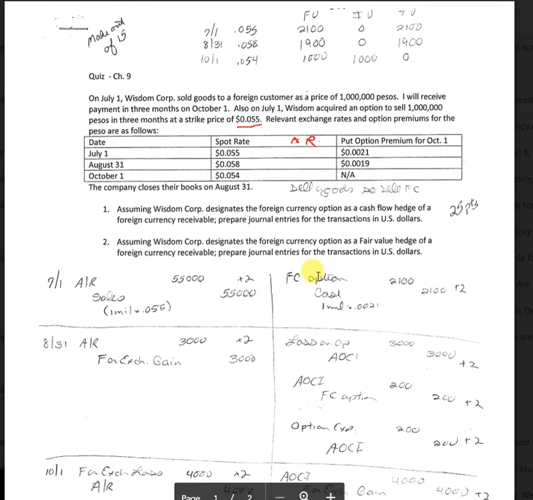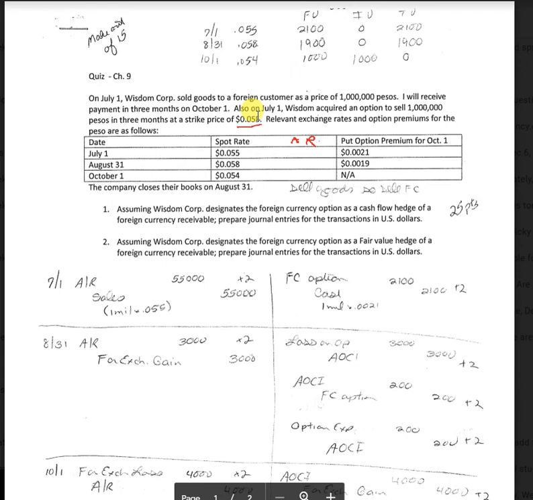Over here on the option side, I need to fill out this table up here. So this is my spot rate right there, but that's irrelevant to that. So I have my put option is 0.0021 for each peso. So 1,000,000 times 0.0021 is 2,100. 1,000,000 times 0.0019 is 1,900. Skip this one for now. My intrinsic value, I'm going to fill out next.